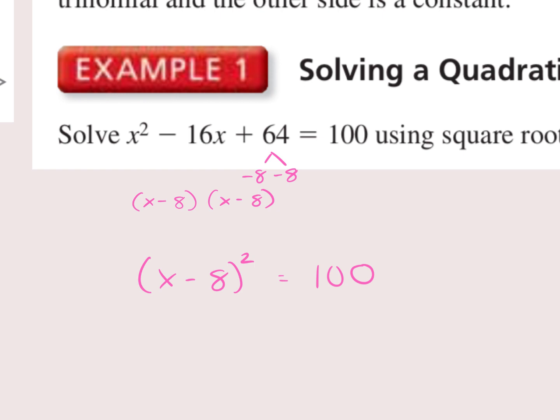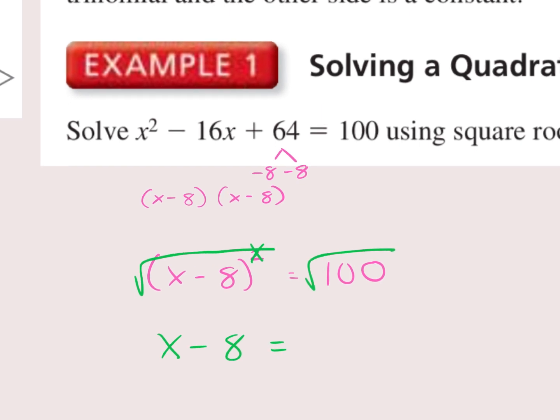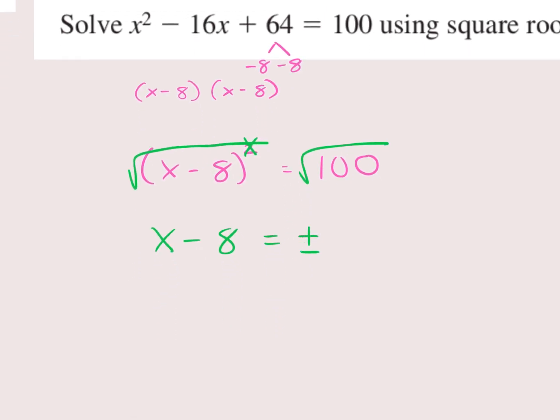Now, if we think about what we did on the quiz yesterday, how would we solve this? Square root both sides. Awesome. So square rooting cancels out with the squared. So I'm left with x minus 8 is equal to what? Awesome. Plus or minus 10. Don't forget, whenever you take the square root of both sides, you need plus or minus, and the square root of 100 is 10.